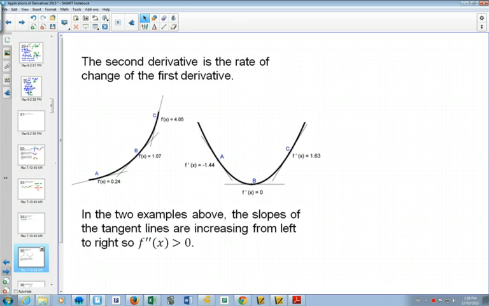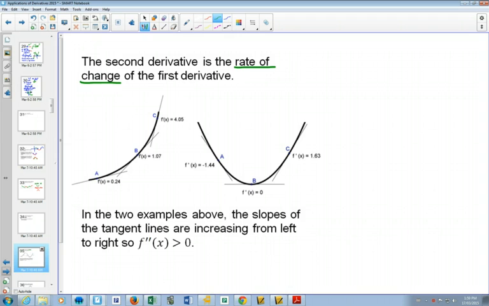Okay, so I've got some graphs here. They're not connected to each other, just two different examples. Okay, what I want you to see here, the second derivative is just the derivative of the first derivative. And a derivative, another way that we talk about derivative is its slope, its rate of change. So anytime we're looking at slopes, we're looking at how things are changing.